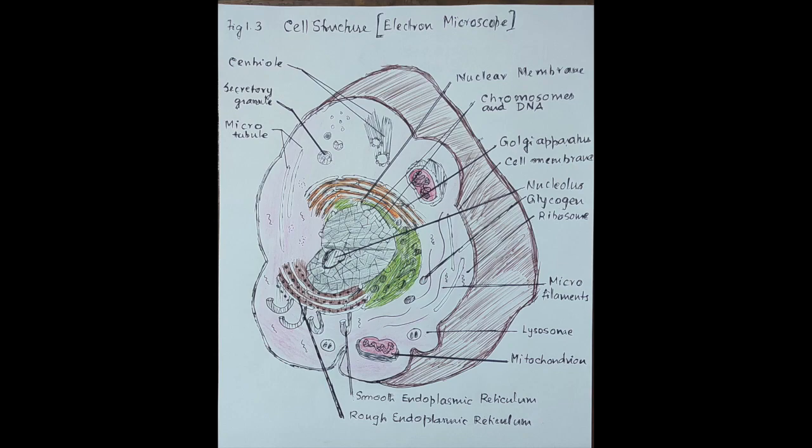Dear viewers, your kind attention is drawn to figure 1.3. This figure 1.3 shows the cell structures under the greater magnification of electron microscope. The cell membrane encloses nucleus, nucleolus, chromatin, endoplasmic reticulum, Golgi apparatus, ribosomes, and other cell structures.